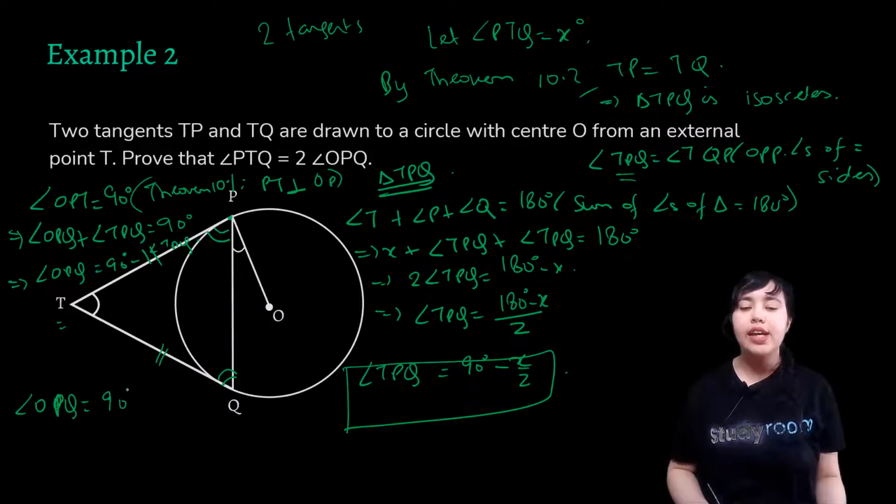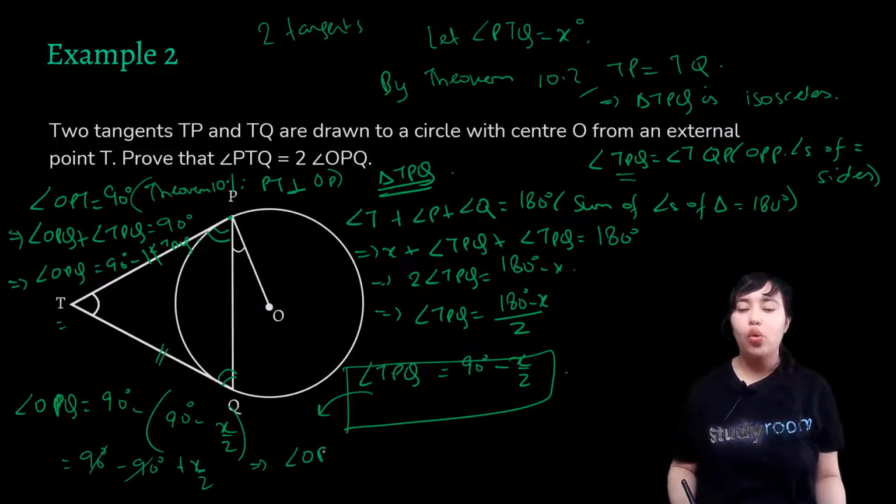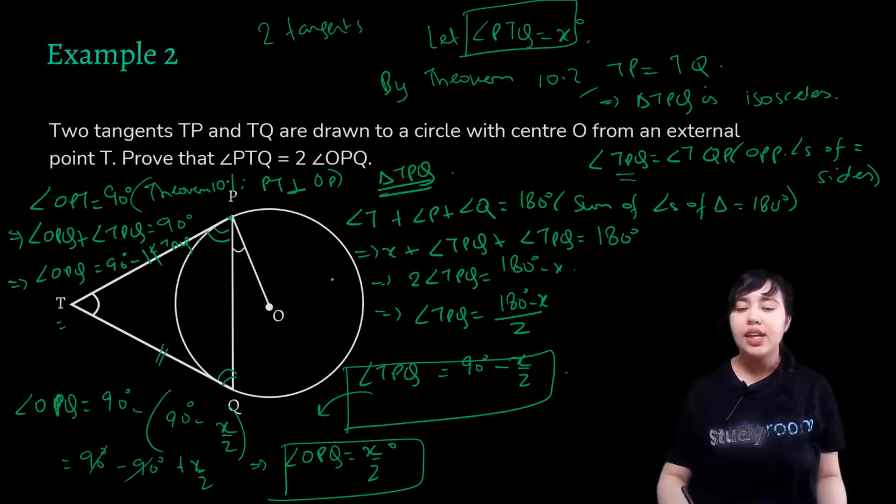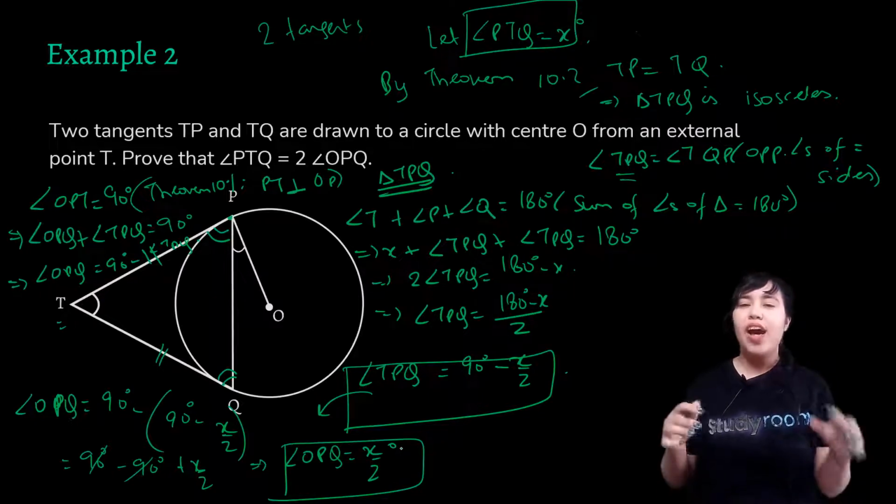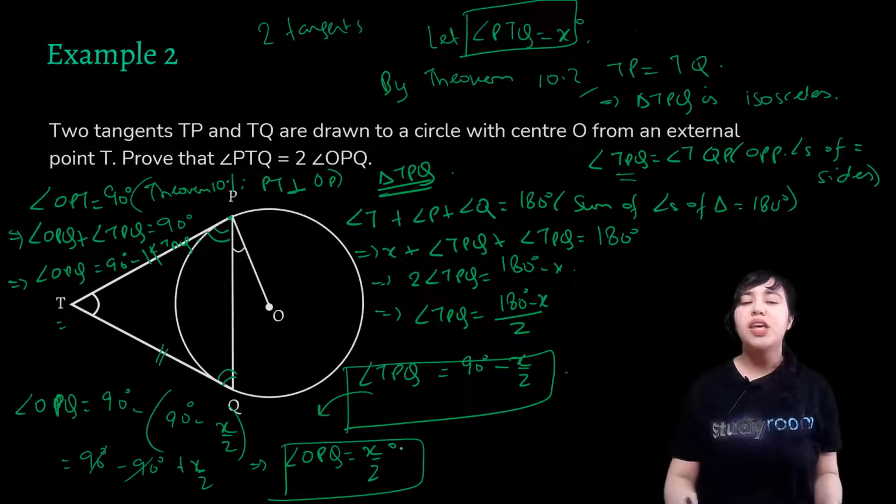So 90 degree minus what is angle TPQ? Substitute it over here. It is 90 degree minus x by 2. If you open the brackets, you will get 90 degree minus 90 degree plus x by 2. 90 cancels, so this gives you angle OPQ as x by 2, unit being degrees. So angle PTQ was x, angle OPQ is x by 2. Why am I highlighting these two angles? Because we had to prove a relation between these two angles only.